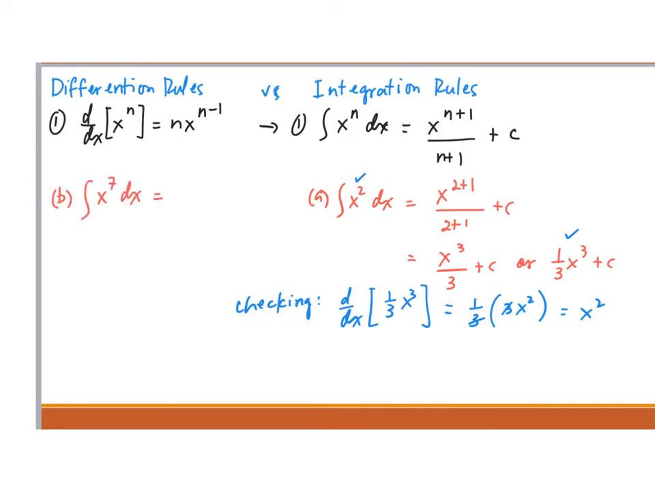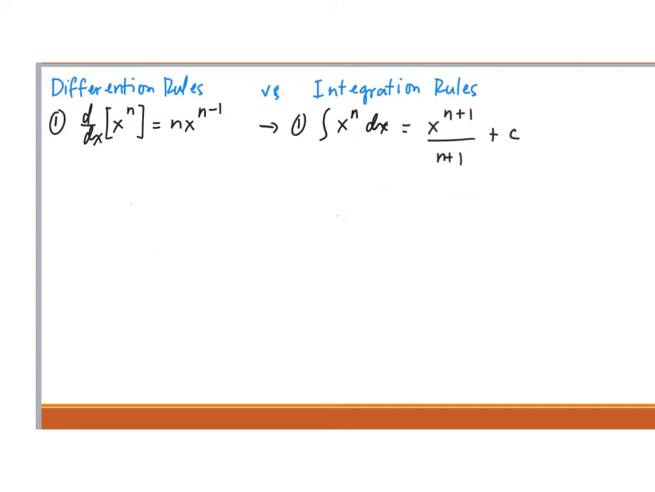Let's say the integral of x to the power of 7 with respect to x will be x to the 8 over 8 plus c, or you can write it as 1/8 x to the 8th plus c.